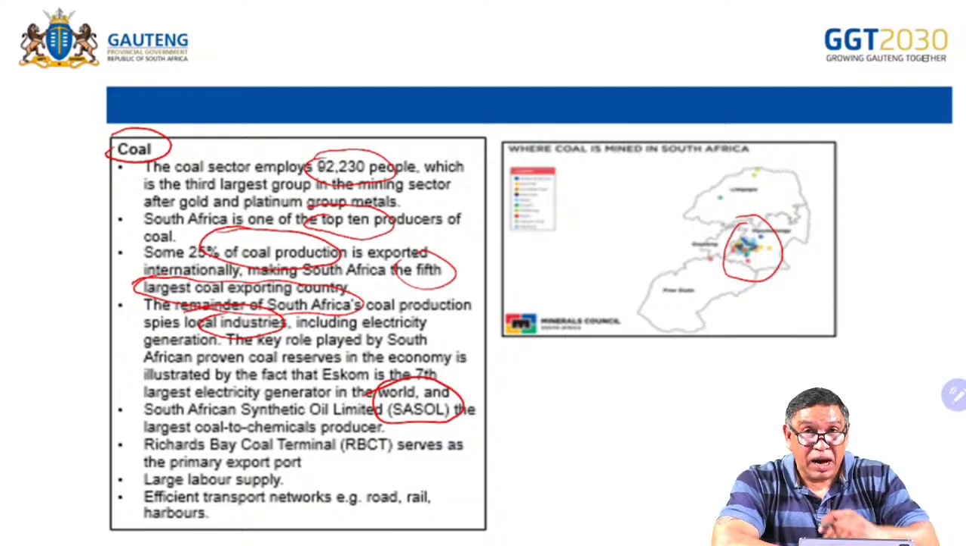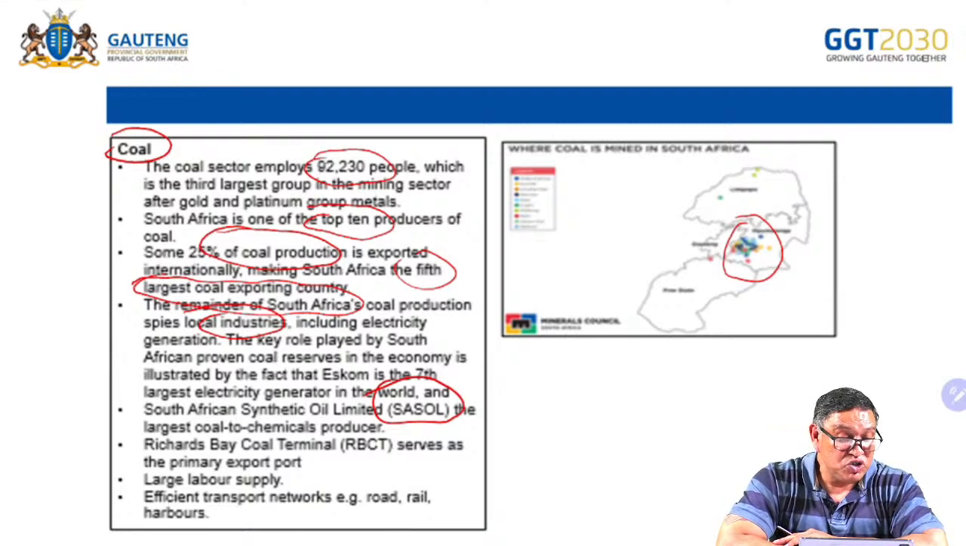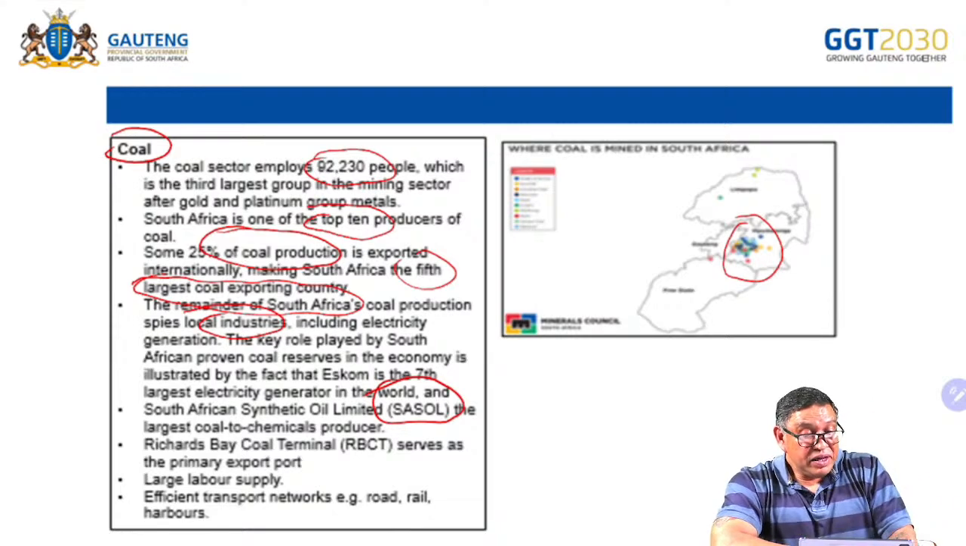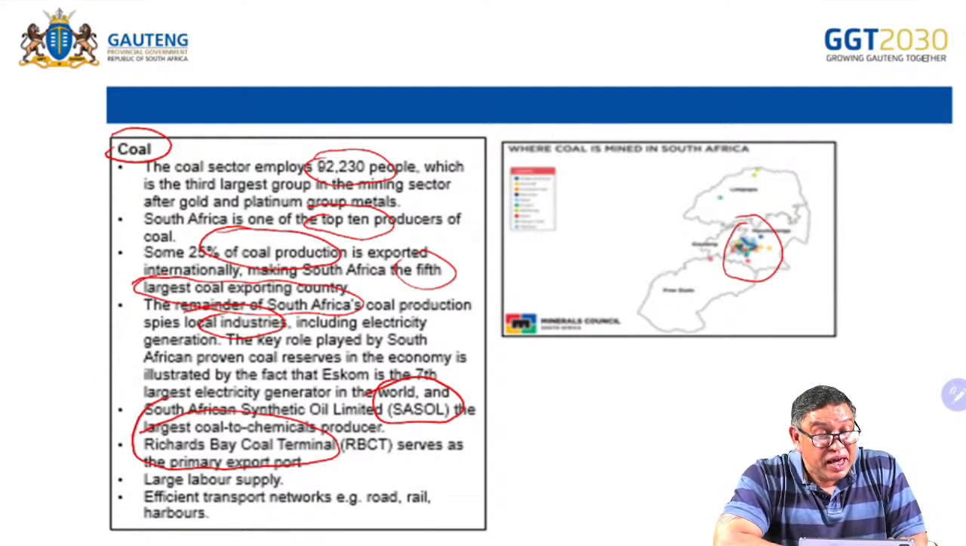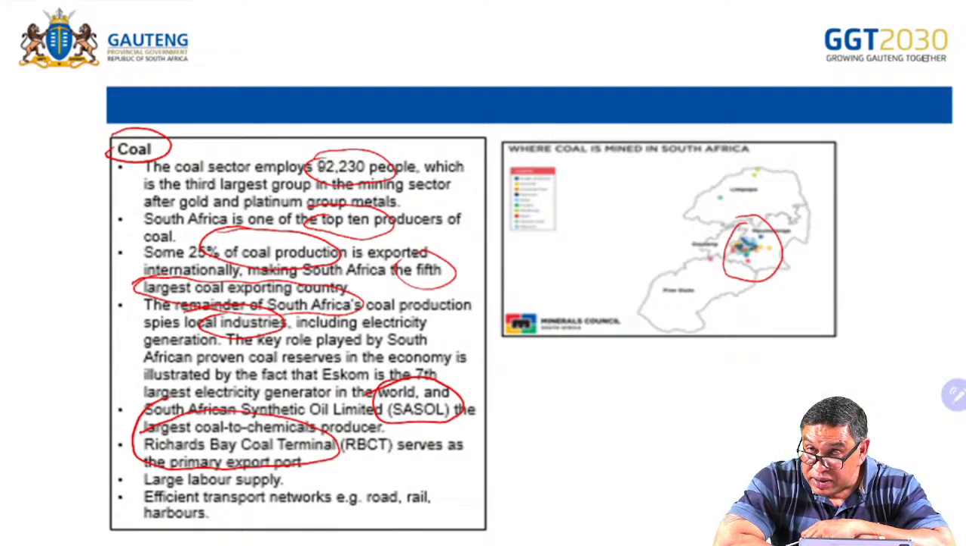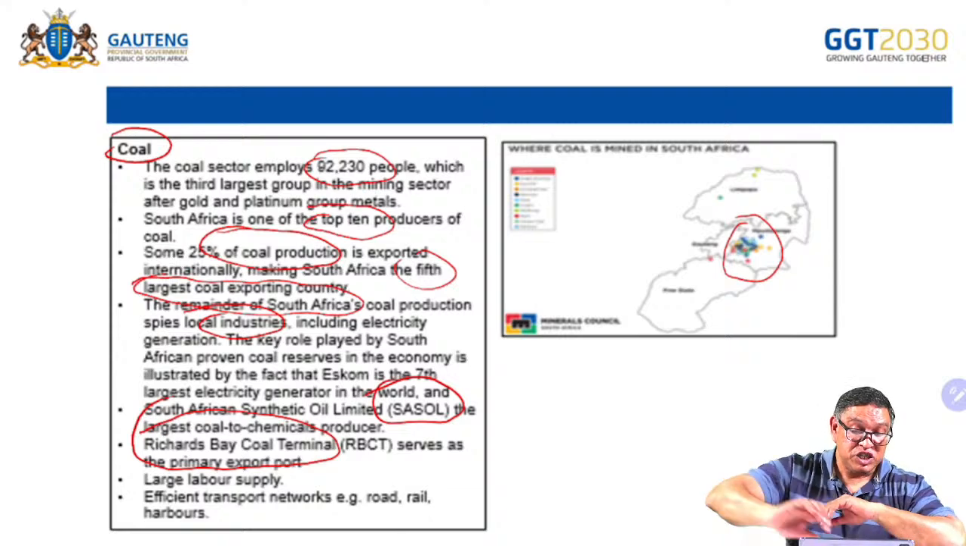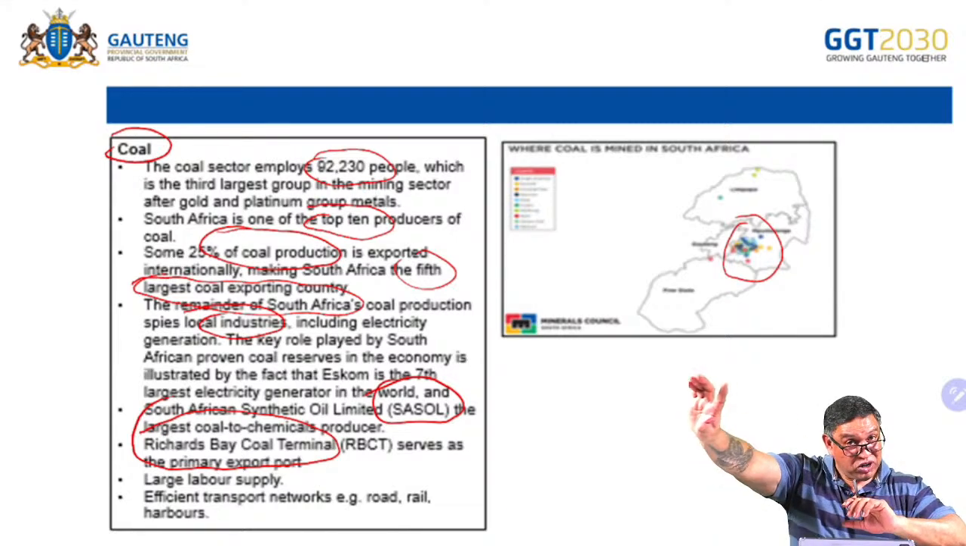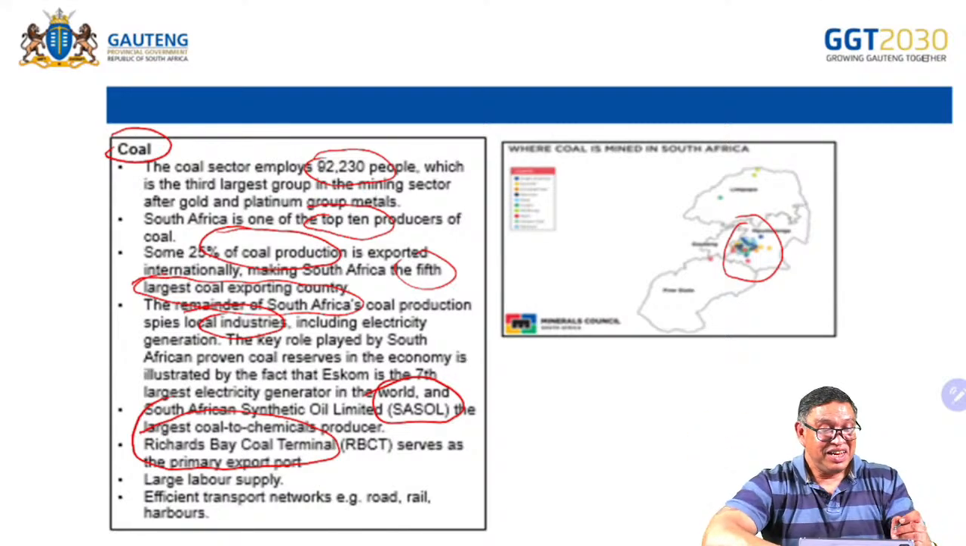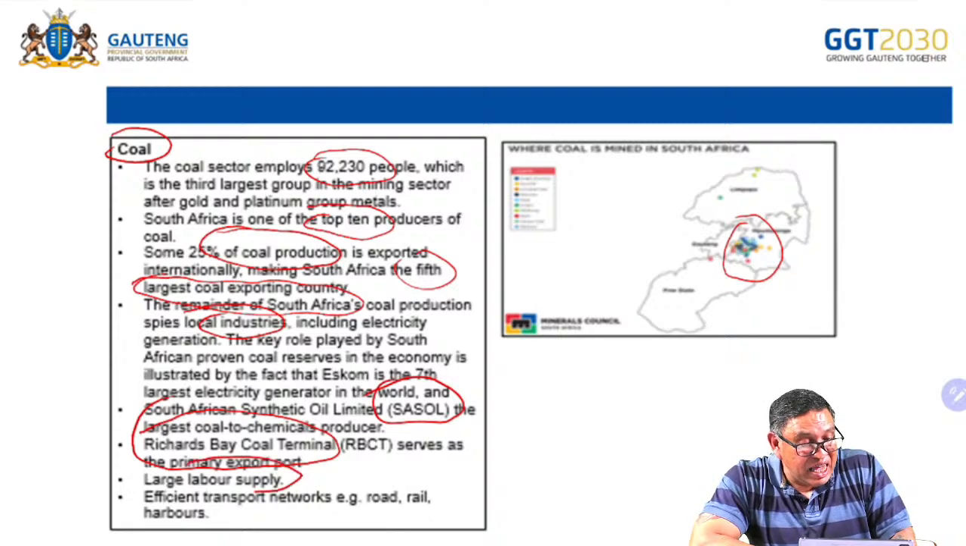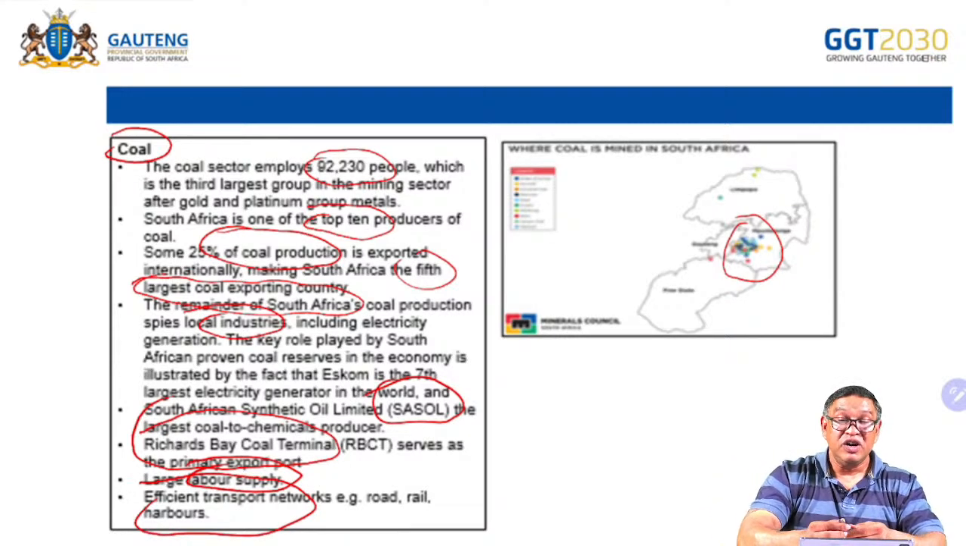Sasol, the petrol company, uses coal to produce fuel. It's exported through the Richards Bay Coal Terminal, okay. That's where it's exported, and of course with exporting, the costs will increase. We have a large labor supply for it, and an efficient transport network for coal.